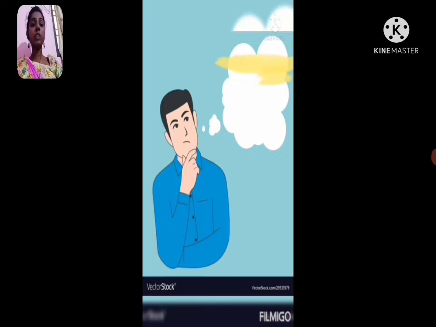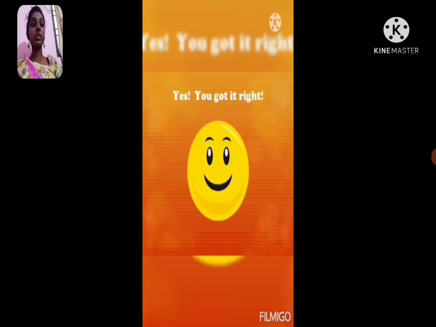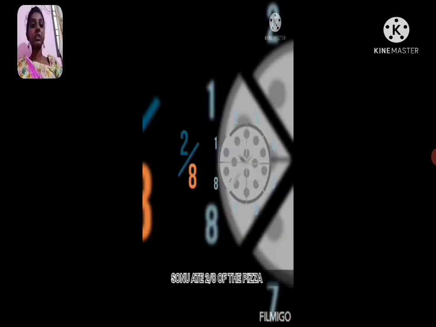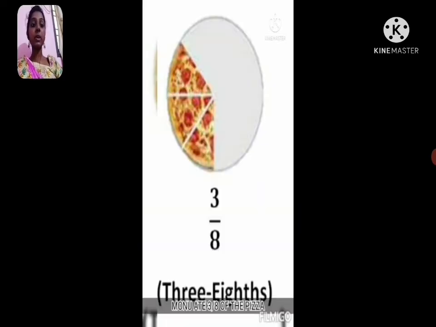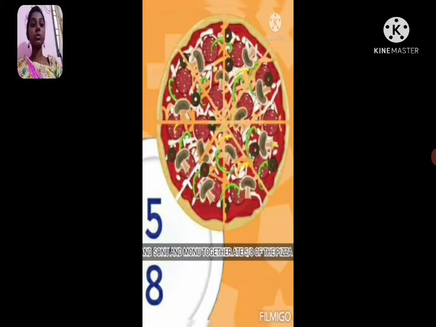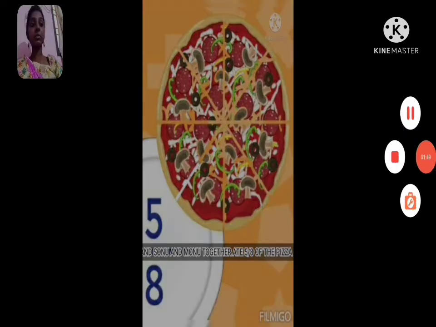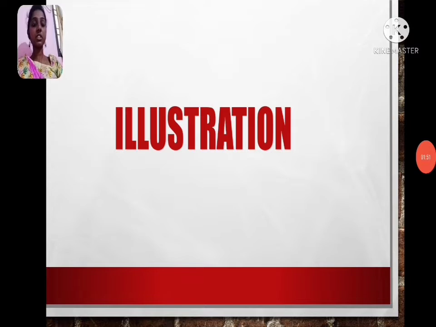So now, what fraction of pizza did Sonu and Monu have? Yes, you got it right. Sonu ate 2 by 8 of the pizza, Monu ate 3 by 8 of the pizza, and Sonu and Monu together ate 5 by 8 of the pizza. From this illustration, how were you able to calculate the fraction of pizza that they ate?